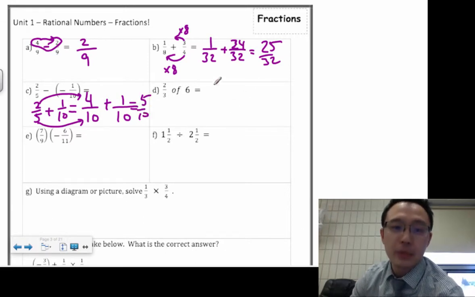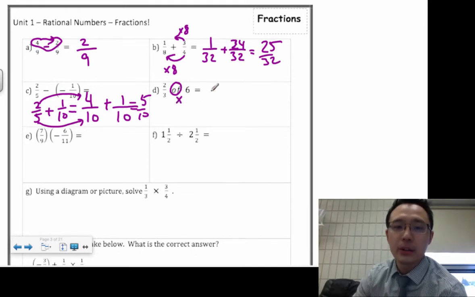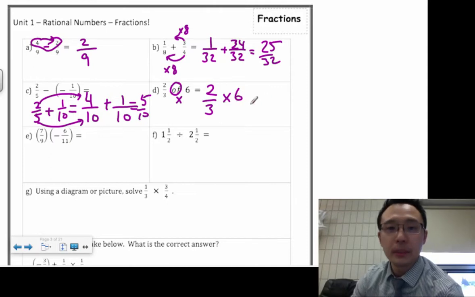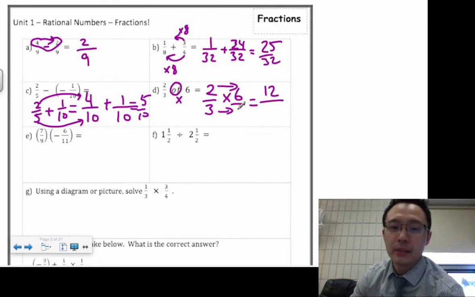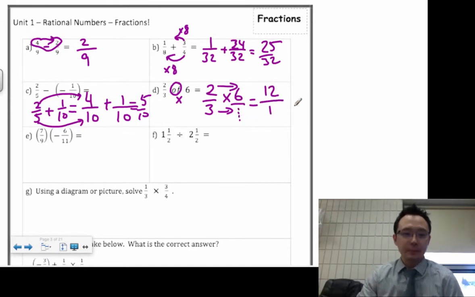Lots of questions about 2/3 of. This of means multiply. So basically the question is saying 2 over 3 times 6. Whenever you're multiplying, you just multiply across. So 2 times 6 is 12. There's an invisible 1. So 3 times 1 is 3. Easy.